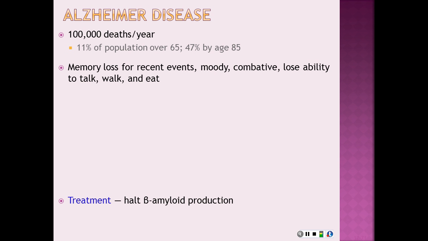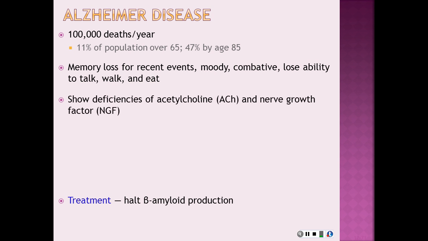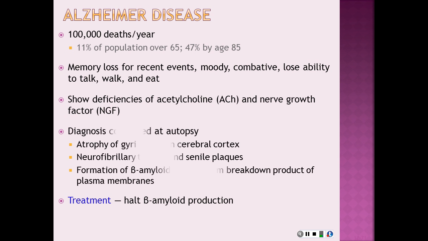Now we have memory loss for recent events, moodiness, combativeness, and loss of the ability to talk, walk, as well as to eat. Those are some of the symptoms of Alzheimer's disease. This will show deficiencies in acetylcholine as well as in nerve growth. When diagnosed, it's confirmed at autopsy, and you have atrophy, which is like muscle loss, of the various folds in the cerebral cortex.